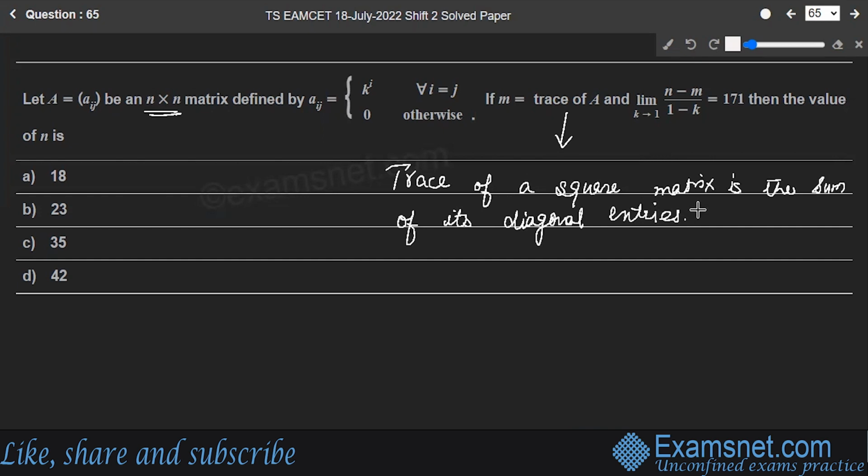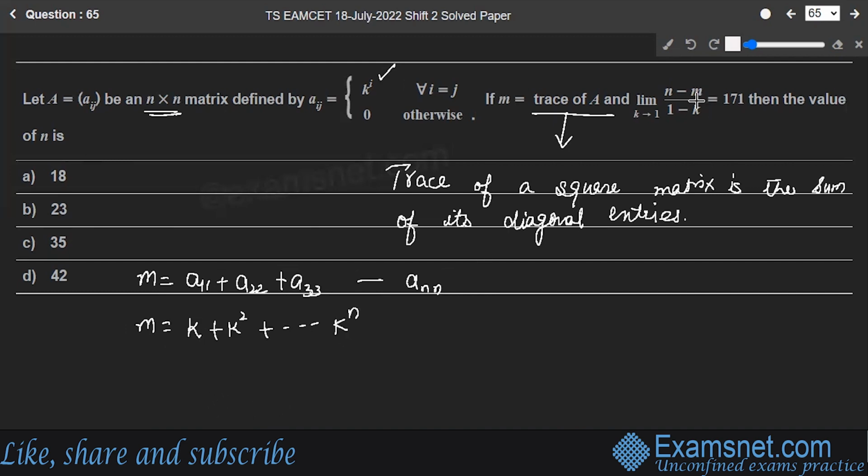All right. So over here, according to the question, M is the trace of A. That means M is equal to A11 plus A22 plus A33, and so on till ANN. Now, M is equal to the sum of K raised to power I. So that means it's K plus K squared plus K cubed, and so on till K raised to power N.